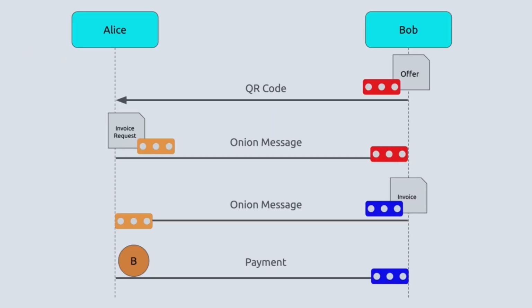So this is the offer flow. In general, Bob creates this structure called an offer that has 1 to n blinded paths on it. Alice will use a QR code to scan it. She will need to create this invoice request TLV, with her own blinded path, and send it through the onion message blinded path of Bob. Then Bob will need to create this invoice message with his own set of blinded paths, and that goes on until the payment is made through this blinded path.